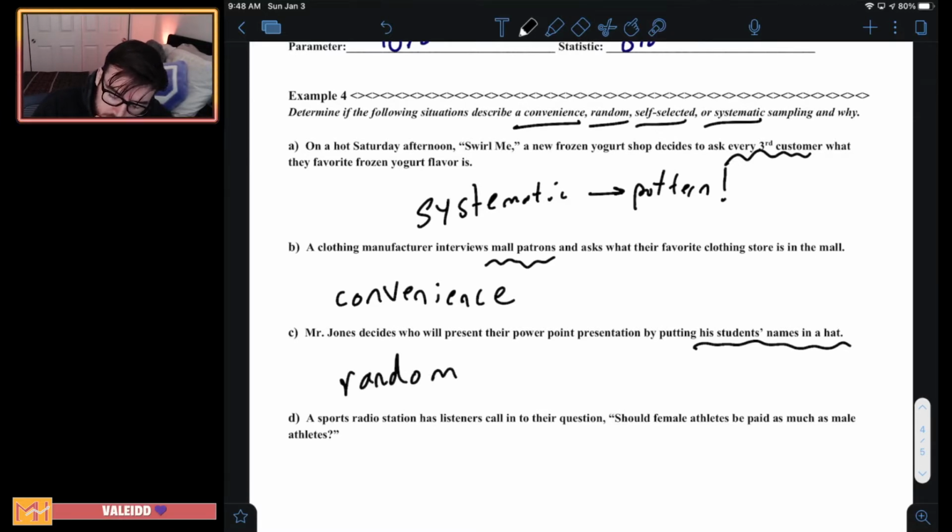A sports radio station has listeners call in. Sounds pretty self-selected, right? They are choosing to call the radio station.